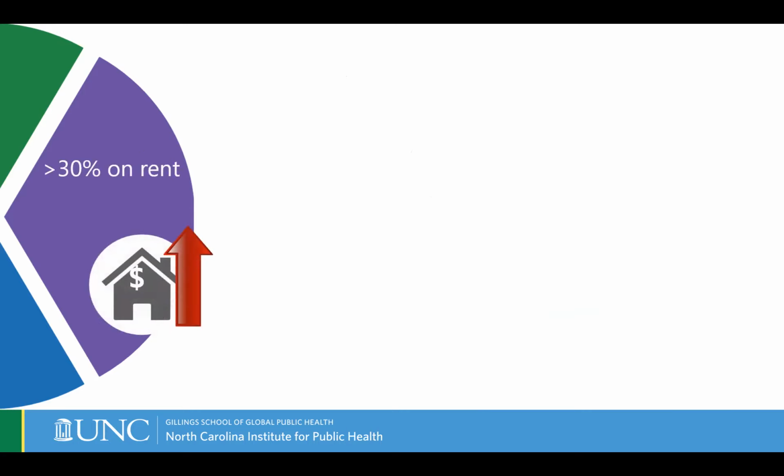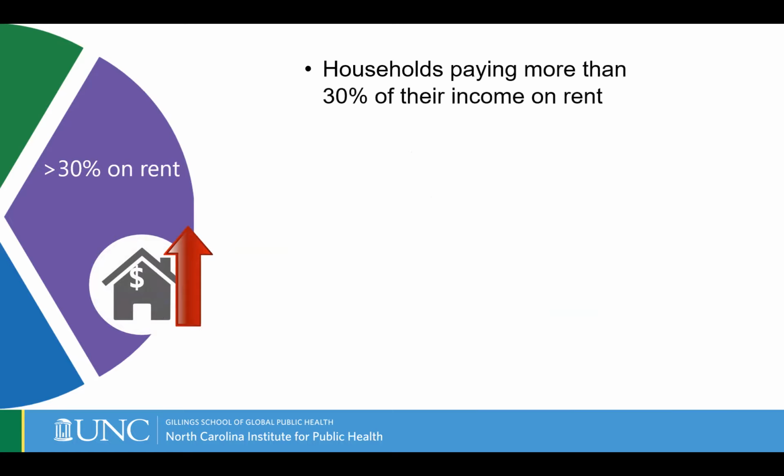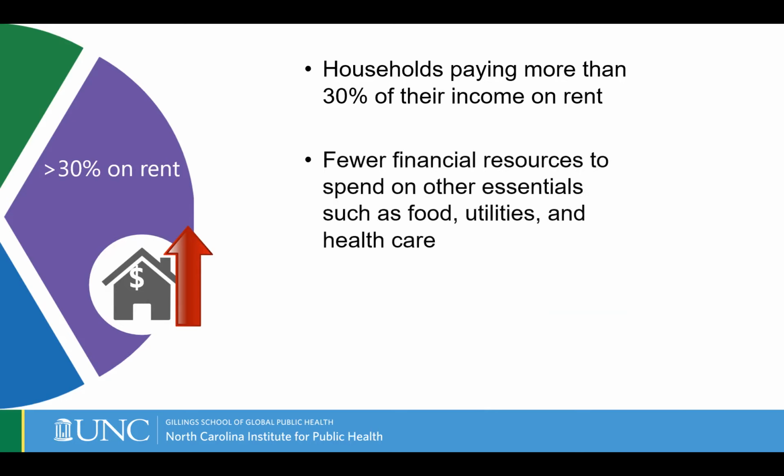A related metric is the percent of households that are paying more than 30% of their income on rent. The estimate of how much of a household budget is spent on rent is based on gross rent as a percentage of household income in the past 12 months. This is an accepted standard for defining housing cost burden.